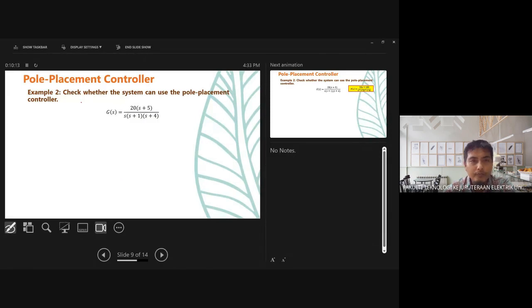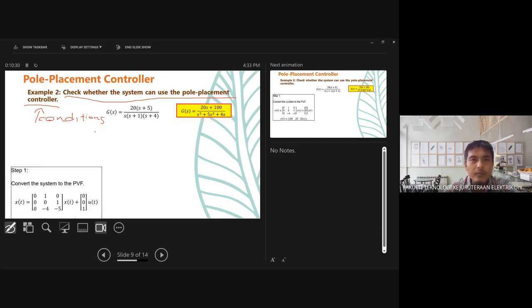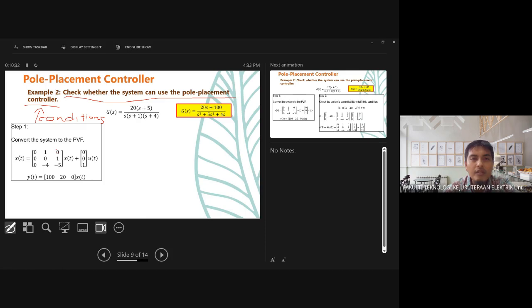Okay, so example: check whether the system can use the pole placement controller. In this question, I just want to check the conditions only. Firstly, you need to convert the system to the phase variable form. You have the transfer function, and you need to convert the system to the phase variable form.